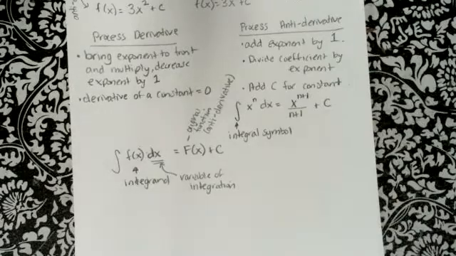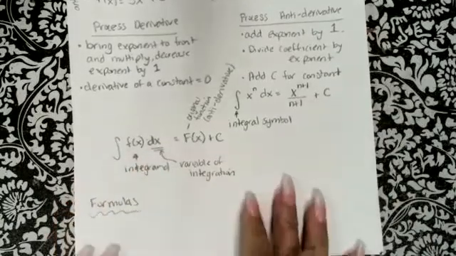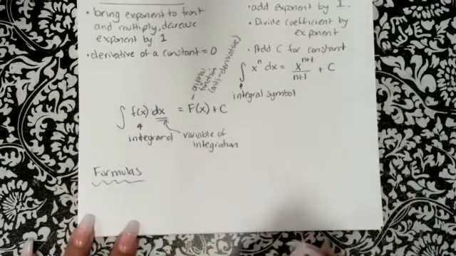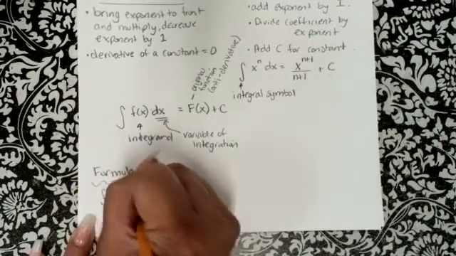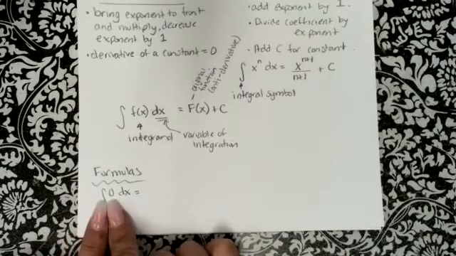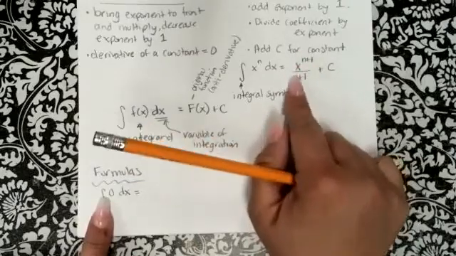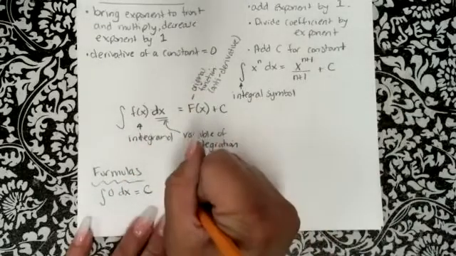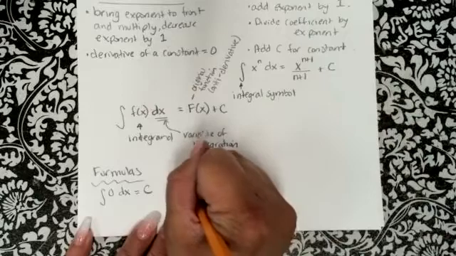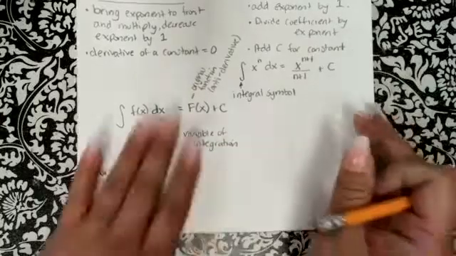Let's get into some formulas here. These are nice to just know because it will save you time. If you have to take the antiderivative of 0, if you notice, you do not have a variable here. Because you do not have a variable, there's nothing you add 1 to. So this part is gone and you're just left with the c value.